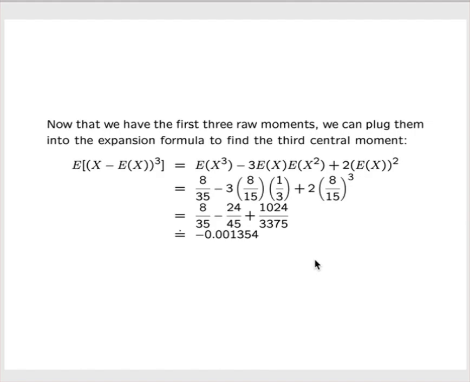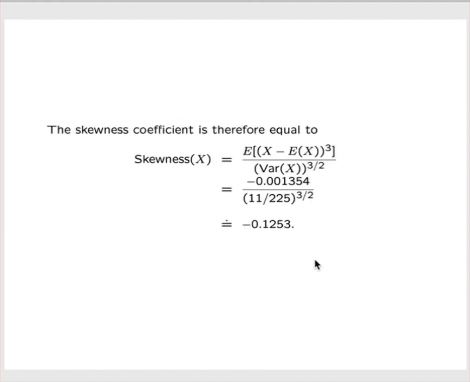We also have the variance, and so we can calculate the skewness coefficient by dividing the third central moment by the variance raised to the 3/2 power. And so when we do that, we get a value of negative 0.1253 rounded. So this is the skewness coefficient rounded to 4 decimal places.